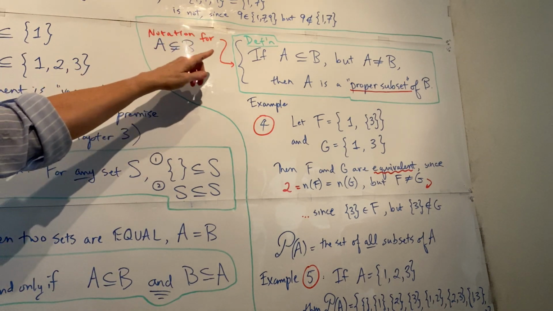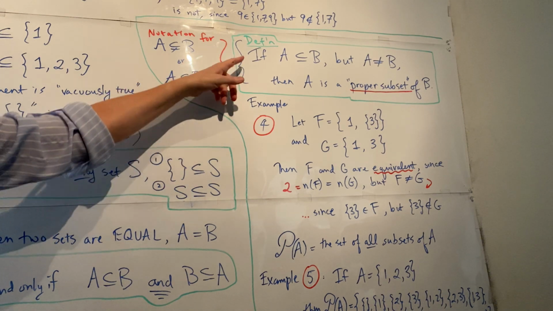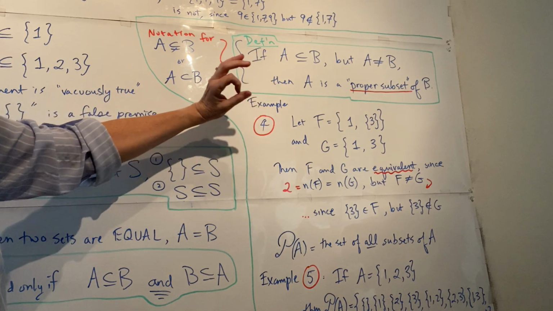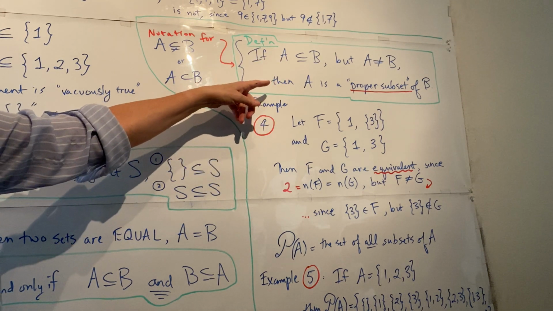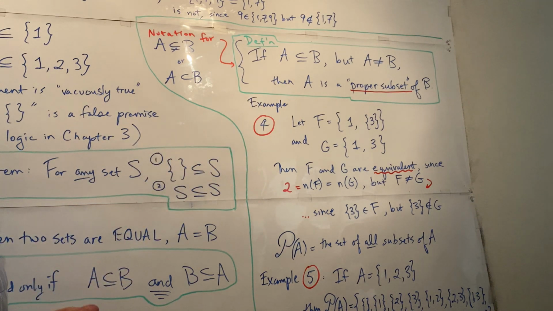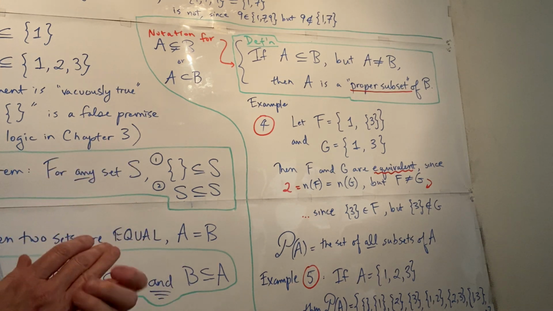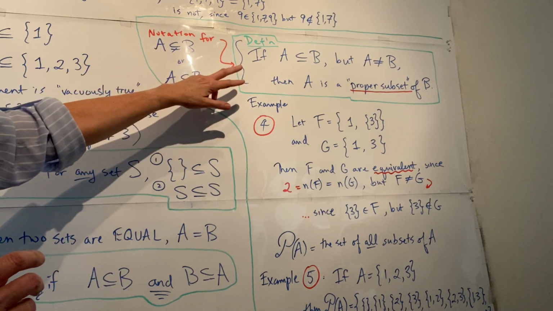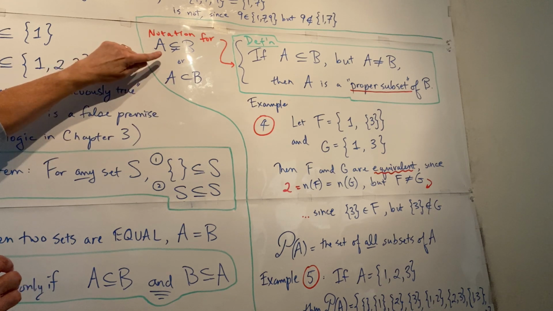Okay. There's another type of set inclusion called proper set inclusion. If A is a subset of B, but A is not equal to B, it's not all of it, then we say A is a proper subset of B. Proper as in a very exact definition of. There's a couple of different ways of writing A is a proper subset of B.